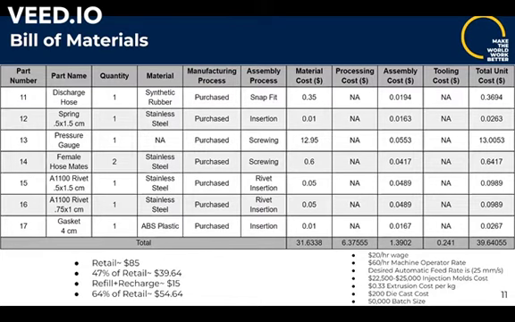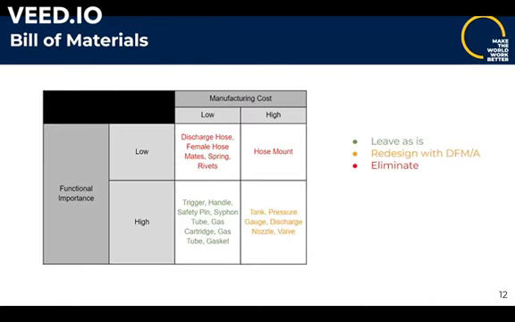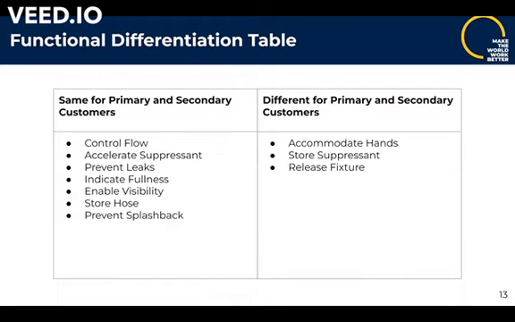Looking at our total unit cost, we ended up with about $39.64, which, when taking into account the added cost of the CO2 and agent that's going in the fire extinguisher, ends up being $54.64, or about 64% of retail price. So using the total unit cost for each component and mapping that against the importance, we can create this diagram that shows which components can be left as is, which ones can be eliminated, and which ones can be redesigned. Moving into our product family design section, we start with the functional differentiation table.